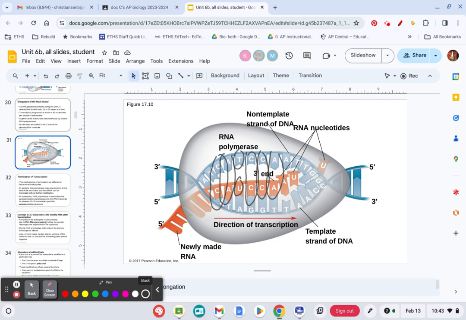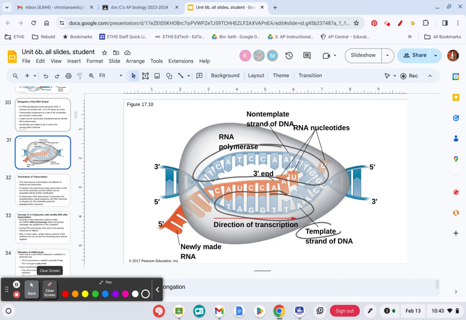Wait, so the red one is the coding. The top one is going to be the coding strand. Right, this guy here. And the bottom is going to be the template. So that's the template, and this is my mRNA running through it. That's the one that's being created. Yeah. All right, cool.